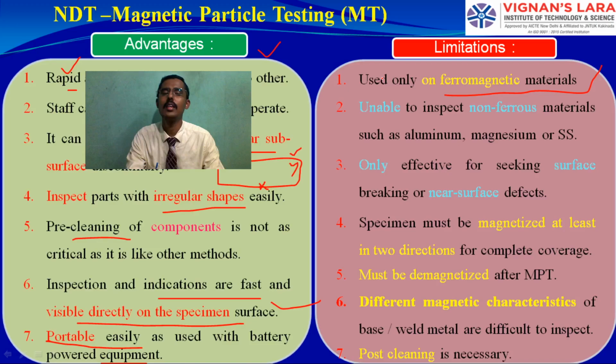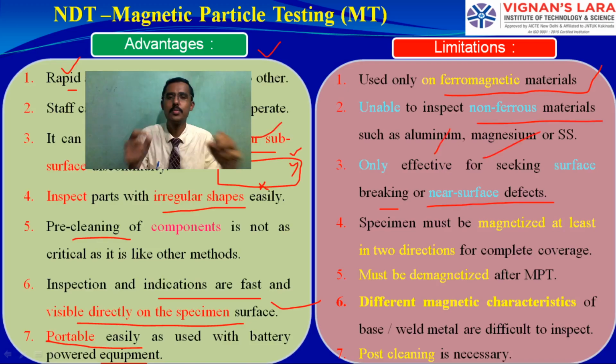It is only effective for finding surface-breaking or near-surface defects. See, earlier they said inspecting is possible on both surface and near surfaces. But at the same point, the limitation is that it can only do surface and near-surface, not deep surfaces. Only the near surface is possible to inspect. So that is one of the important limitations.